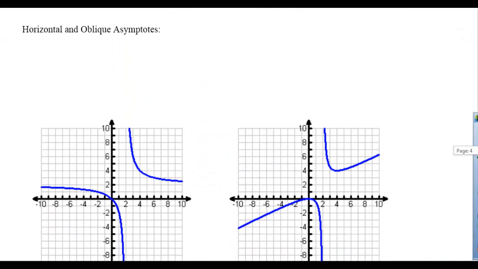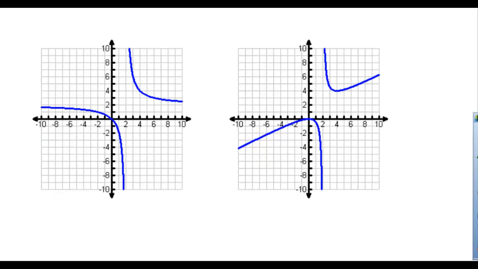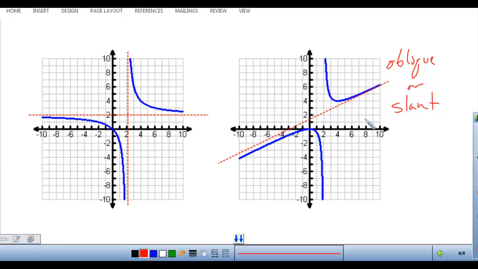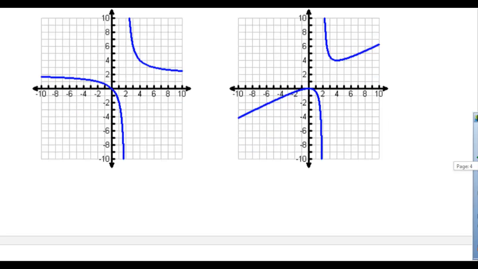Now, horizontal and oblique or slant asymptotes, as they're sometimes called, look like this. We see a vertical one on this graph at 2, and we also see a horizontal one at 2 as well. And here we see a slant or oblique asymptote right there. Now, we don't know offhand what the equation of that line is because it's not as easy of a linear equation. So we've got horizontal, and we've got the slant or oblique.